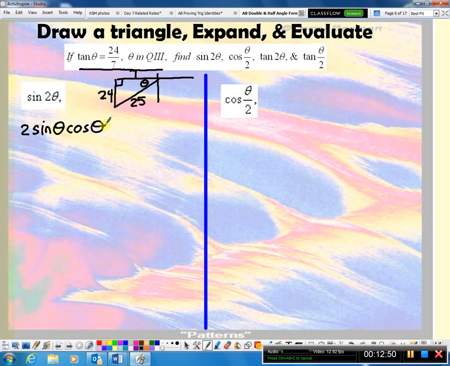And now, sine of theta I can look at and say sine theta is opposite over hypotenuse, 24 over 25. And it's negative because you're in the tangent quadrant. Cosine theta is 7 over 25. That's adjacent over hypotenuse. And it's also negative because we're in the tangent quadrant. So then what I've got is 2 negatives will make a positive, and 2 times 24 times 7, I'm doing on my calculator, is 336. 25 squared, I know, is 625.